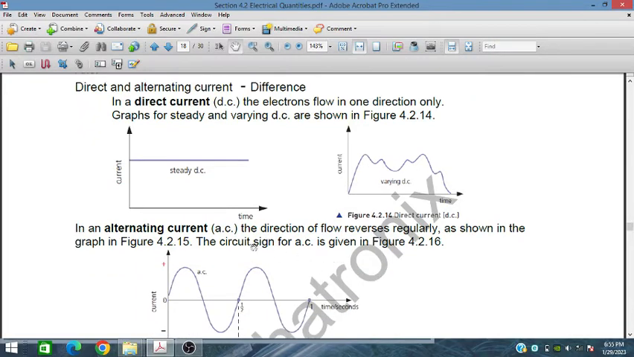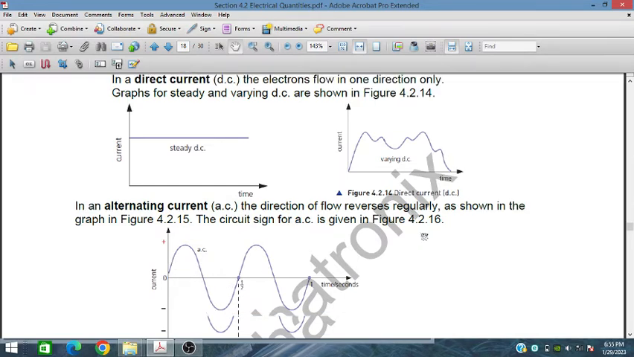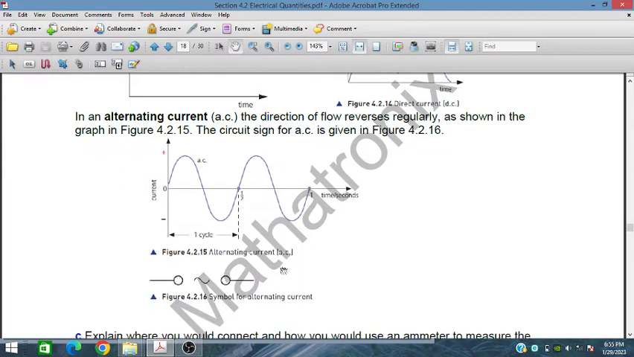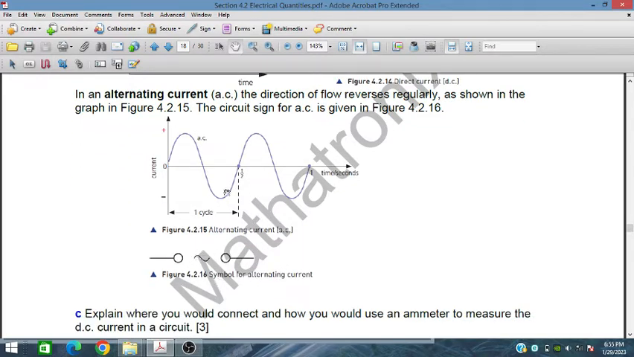In alternating current, the direction of the current reverses regularly like this. In the positive cycle and negative cycle, the values are the same, so the average value will always be 0. The direction of the flow reverses regularly, as shown in the graph in the figure. The graph and the circuit sign of AC are given in figure 4.216. This is the symbol of this AC.